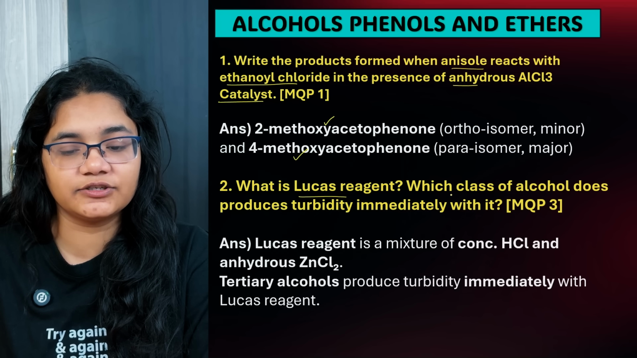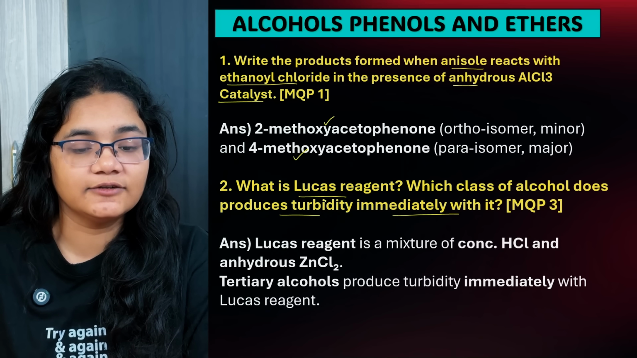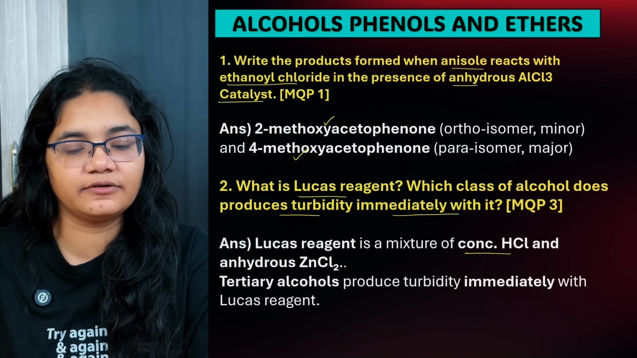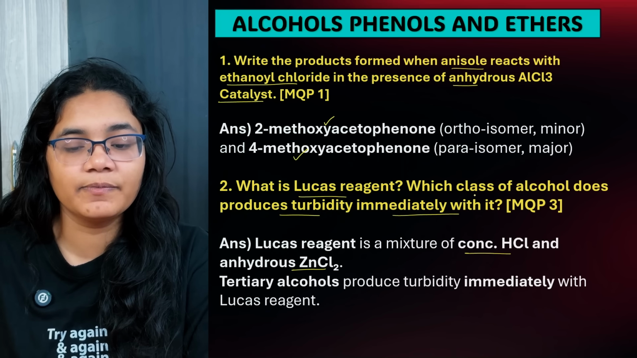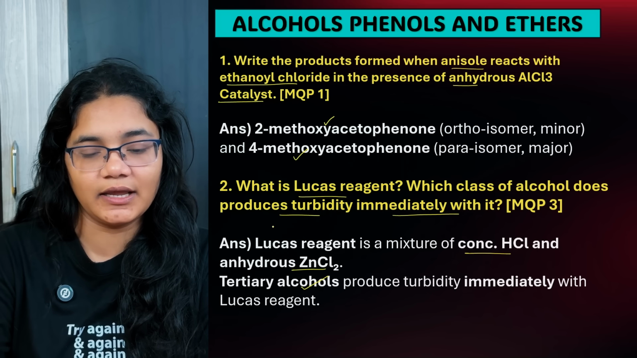Next, what is Lucas reagent and which class of alcohols produces turbidity immediately with it? So Lucas reagent is the mixture of concentrated HCl and anhydrous ZnCl2. And which class of alcohols immediately produces turbidity? That is your tertiary alcohols.